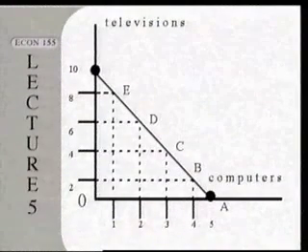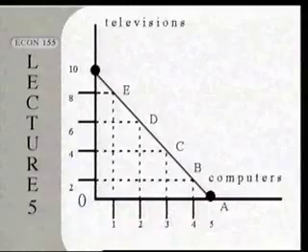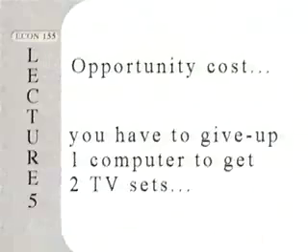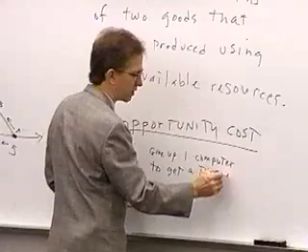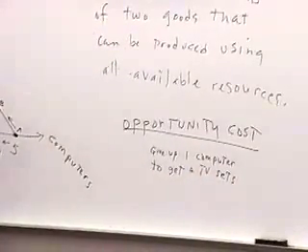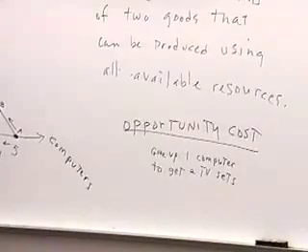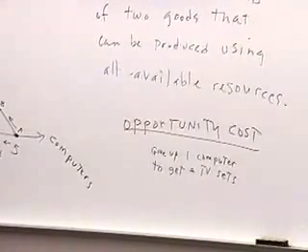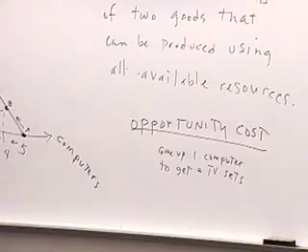Okay, so now what we've talked about before is the term opportunity cost. Along this particular production possibilities frontier, production possibilities curve, we give up one computer to get 2 TV sets. This is also the slope of the curve, isn't it? The slope of the curve is 2.